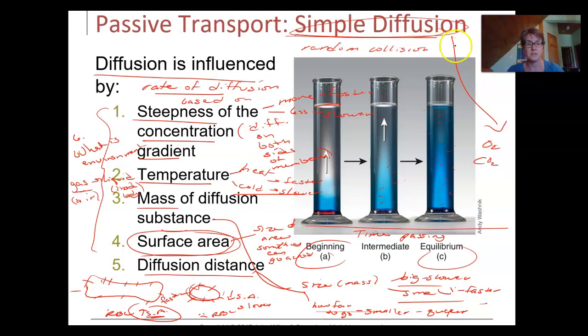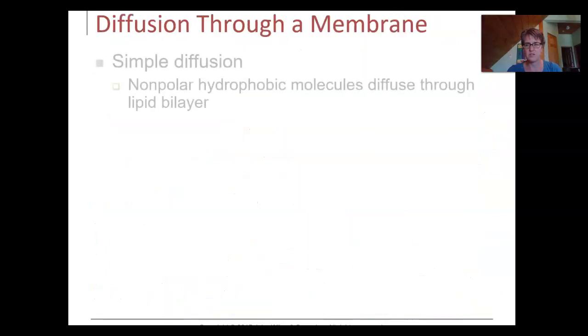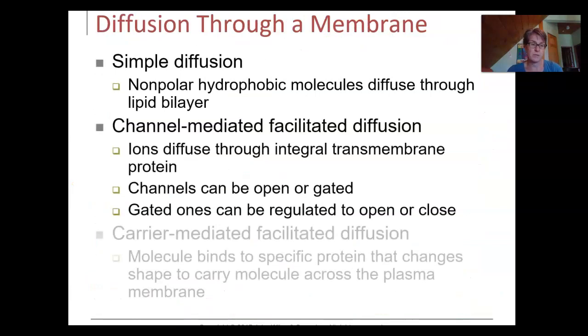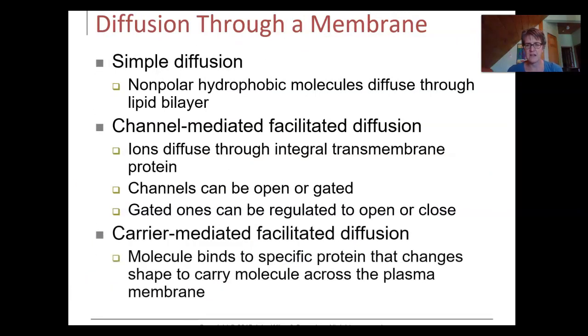So simple diffusion: I just gave you all these crazy examples of nerve impulses and muscle contractions and all sorts of things. Oxygen, respiration, all depend on diffusion. So it's actually a huge deal. Passive transport, so no ATP, and then we had all these factors that affect the rate of diffusion. So it's going through the membrane.